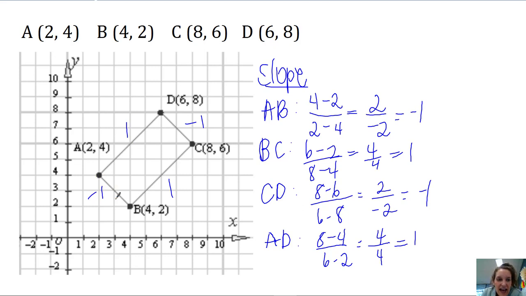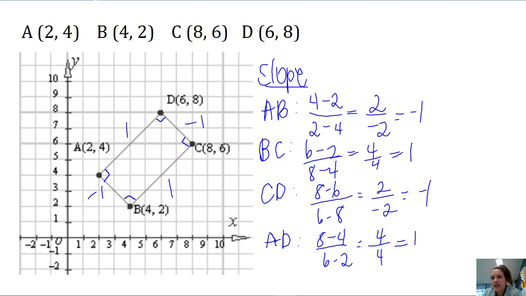And then AB has a slope of negative 1. AD has a slope of positive 1. Those are my consecutive sides. Their slopes are opposite reciprocals, which means that these two segments are perpendicular, which means that this is a right angle. So right now, we know that this is a parallelogram with 4 right angles. We're looking at a rectangle. We know that this is a rectangle.